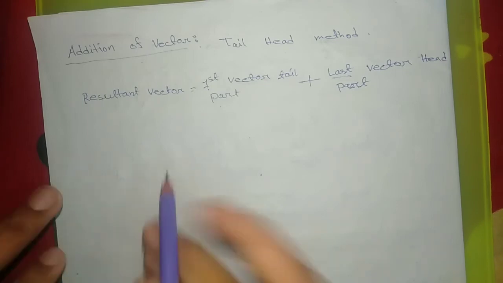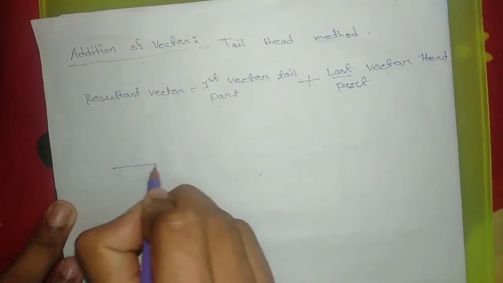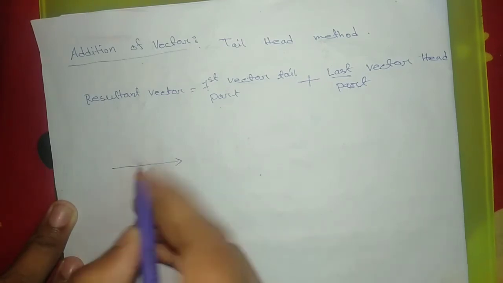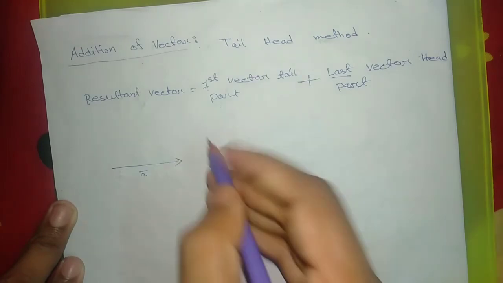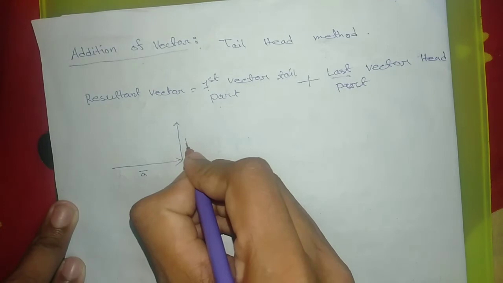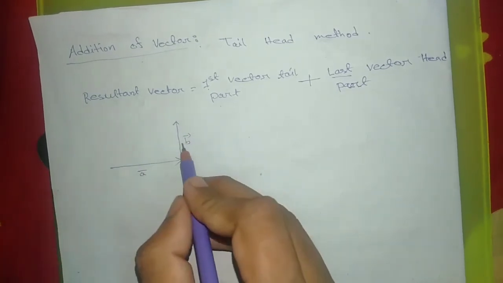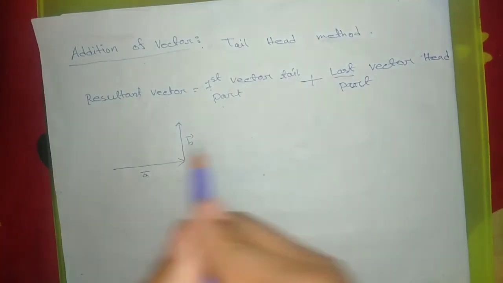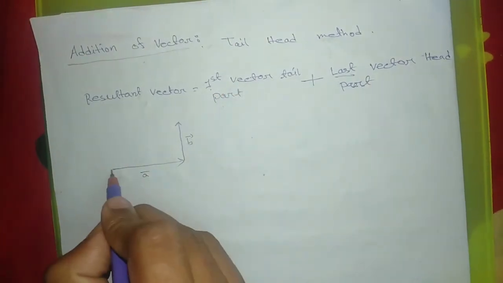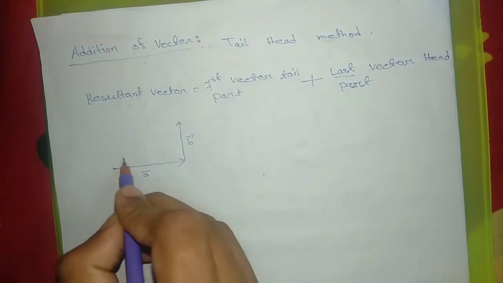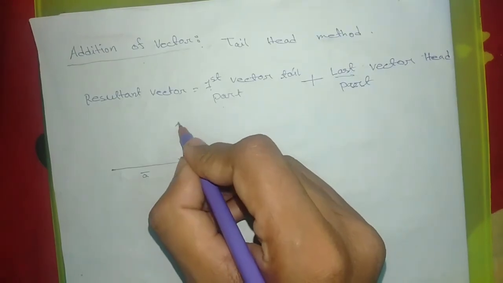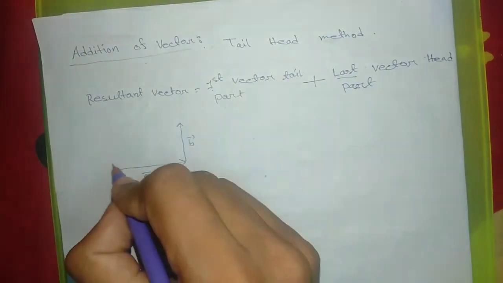That means this is a vector, this is the first vector, and this is b vector. You can call it the second vector or last vector. Then first vector tail part, this is the tail part. Last vector head part, that means second vector head part. Addition.